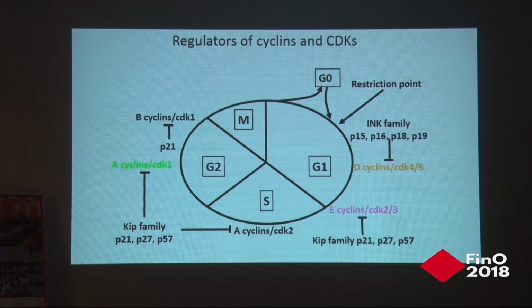Cdks and cyclins are proteins that come together, but some signal has to control their expression as well. Here is a diagram that shows many different families of proteins that control the expression of cyclins and Cdks. For example, the INK family of proteins, P15, P16, P18, P19, control the levels of cyclin D and CDK4 and 6. Then there are the KIP family proteins, like P21. You must have heard about P21. When P21 is expressed, the cell is halted in one particular phase of the cell cycle.